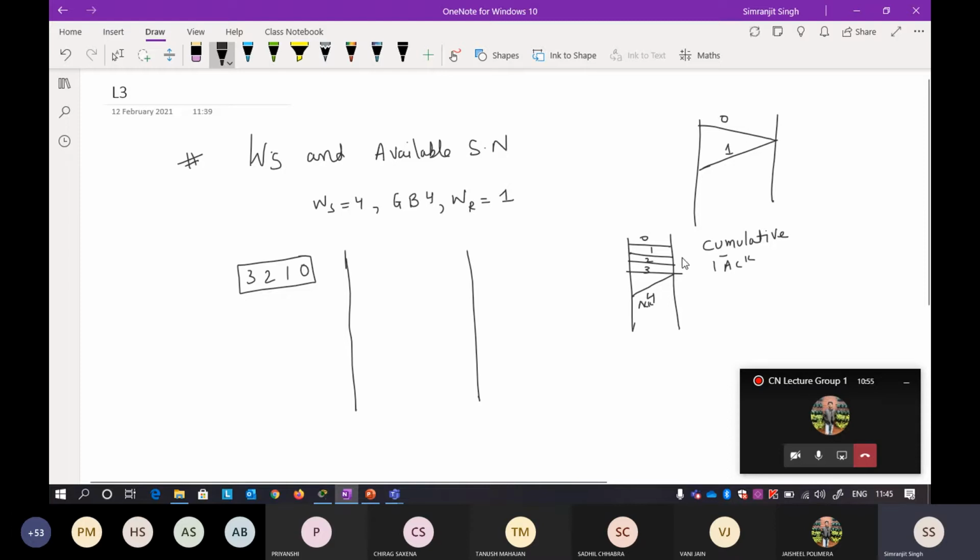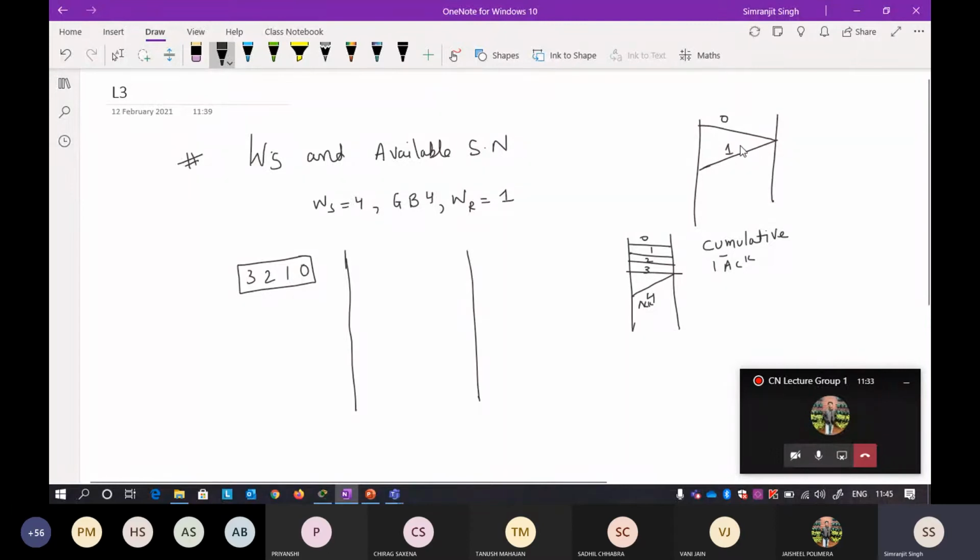Now how can you decide the size of the cumulative acknowledgement? Suppose here the size of the cumulative acknowledgement is 4. So I receive 4 packets and I send back the 5th packet number as the acknowledgement. This is referred to as a cumulative acknowledgement, when you send the acknowledgement of more than one packet. And independent acknowledgement is simply that you receive a packet and you send the acknowledgement of that particular packet.